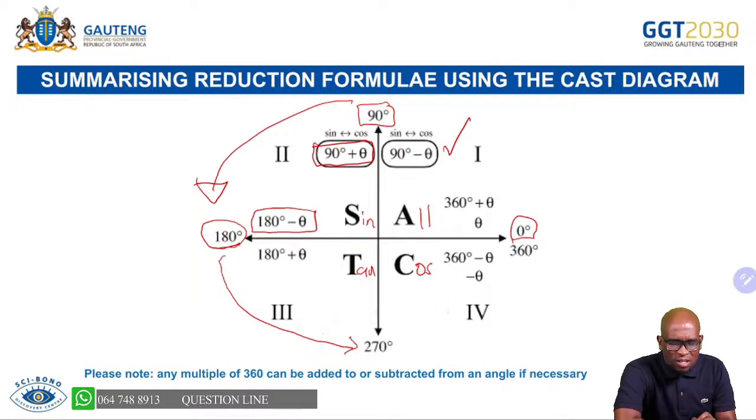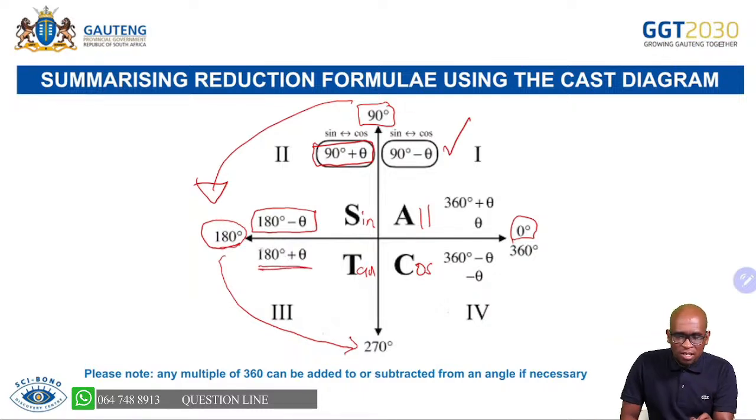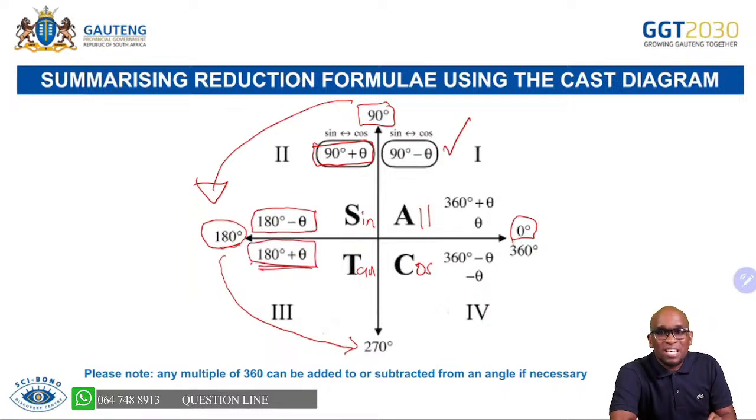Now, if you look at that, you can see that these angles are greater than 180 degrees. So that is why we can change the reduction instruction there to 180 plus in the third quadrant.